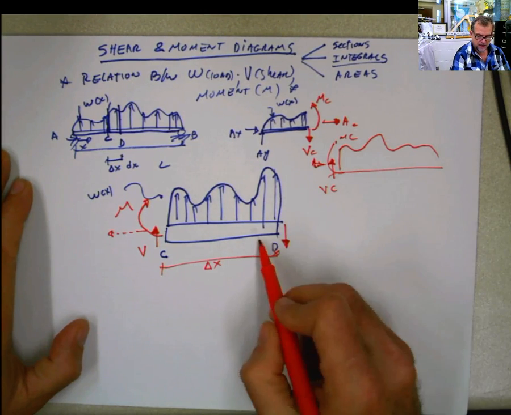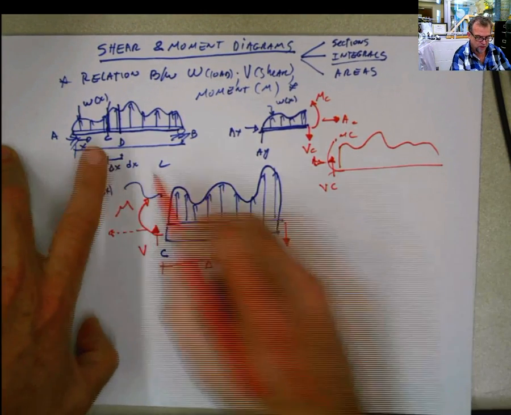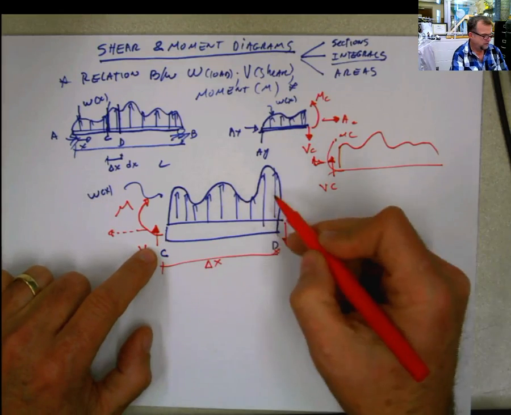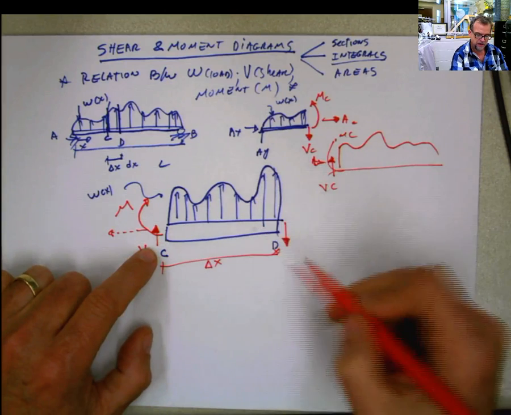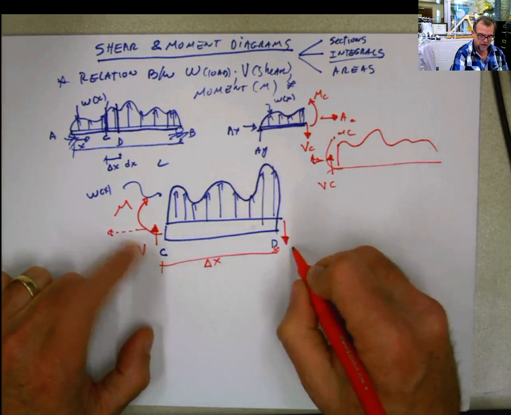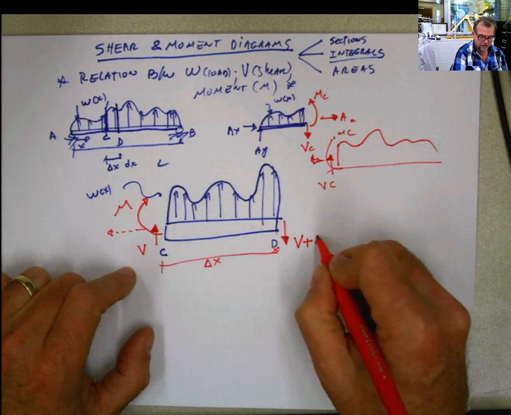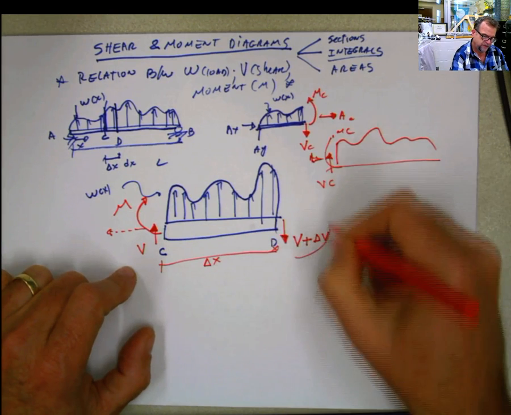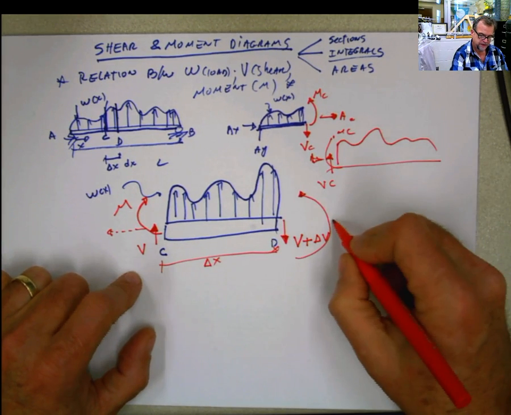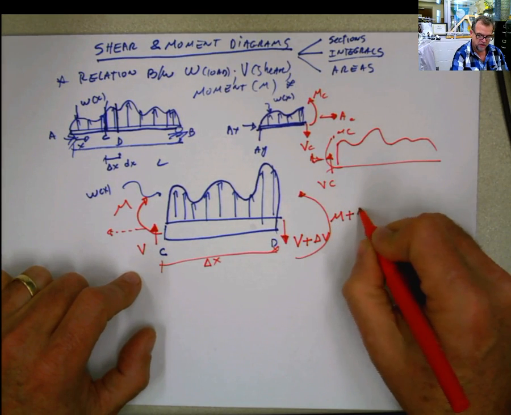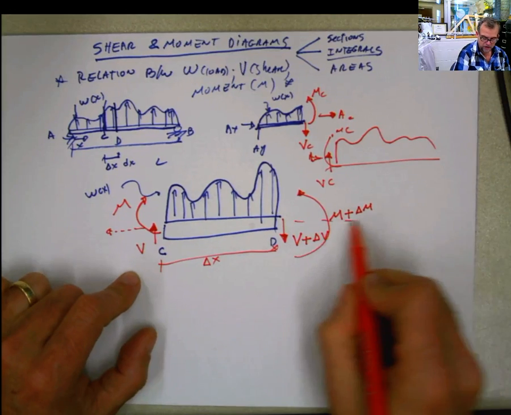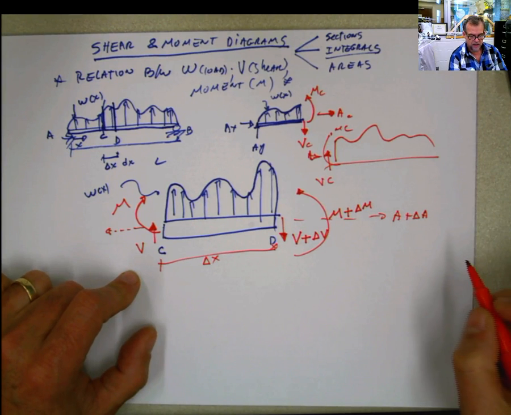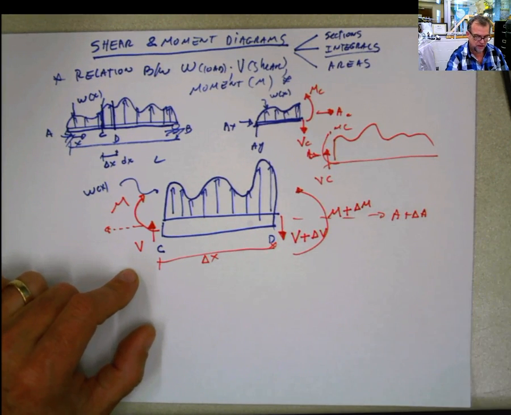But this is not what is happening here, because here I'm cutting between two parts, so this force V is a vertical force, and it is affected also by this vertical force here. So let's call this V plus or minus a variation of V. And also with the moment, let's call this moment plus or minus a variation of moment. And if we consider the axial, it should be the axial force plus or minus a variation of the axial force.